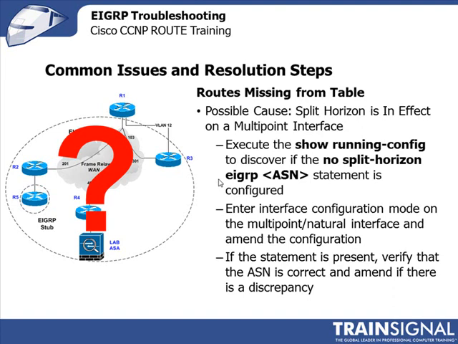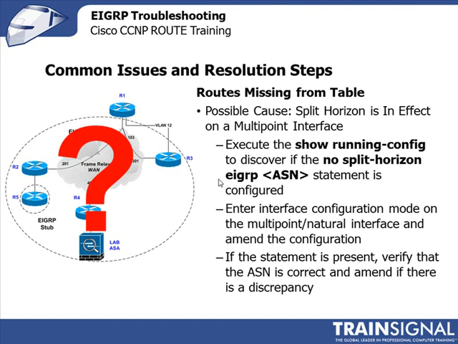So you've put your EIGRP network together, neighbors are peering with one another, the relationships have formed correctly, and that's all operating the way you expect, but then there are routes missing from the table that should actually be there. So what are some causes of that? Well, first, as we looked at in our lab, it could be split horizon is in effect on a multi-point interface.